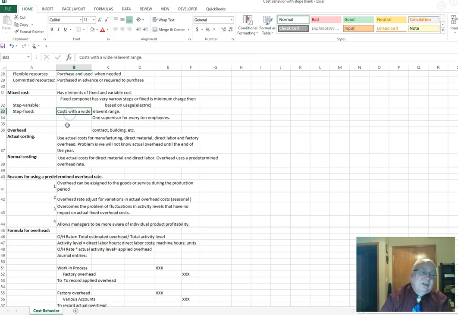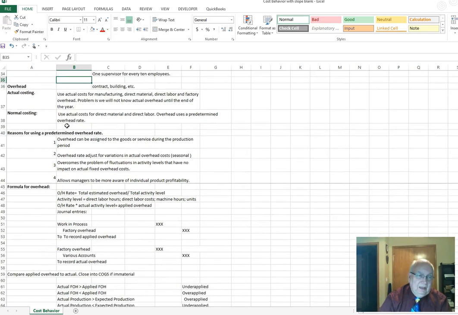Now, step costs are ones that have a little wider relevant range, but not wide enough. I guess you look at it, all fixed costs are step, but some are larger than others. Like the one I said, 1,000 to 10,000 units, that's a step cost, but that's considered fixed. If it's a smaller fixed cost, though, such as one supervisor for every 10 employees, it's considered a mixed cost, but it has a fairly narrow relevant range, though wider than the step variable.